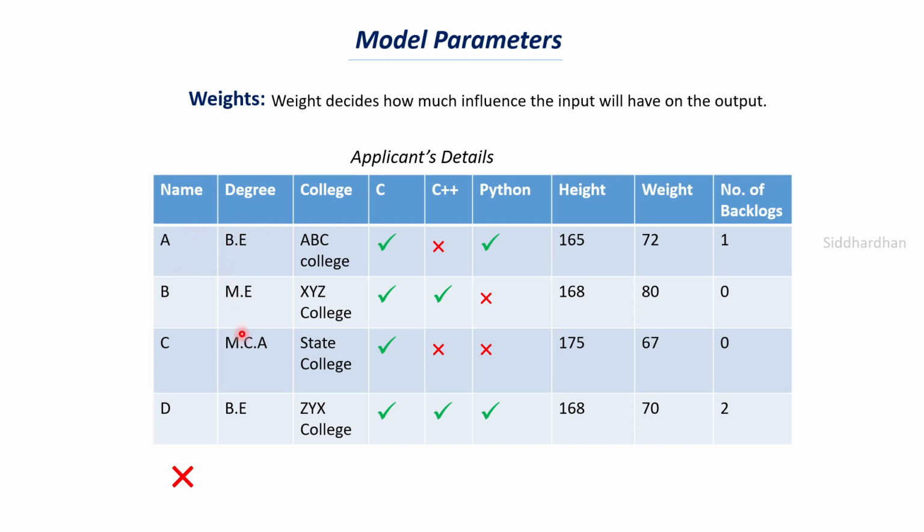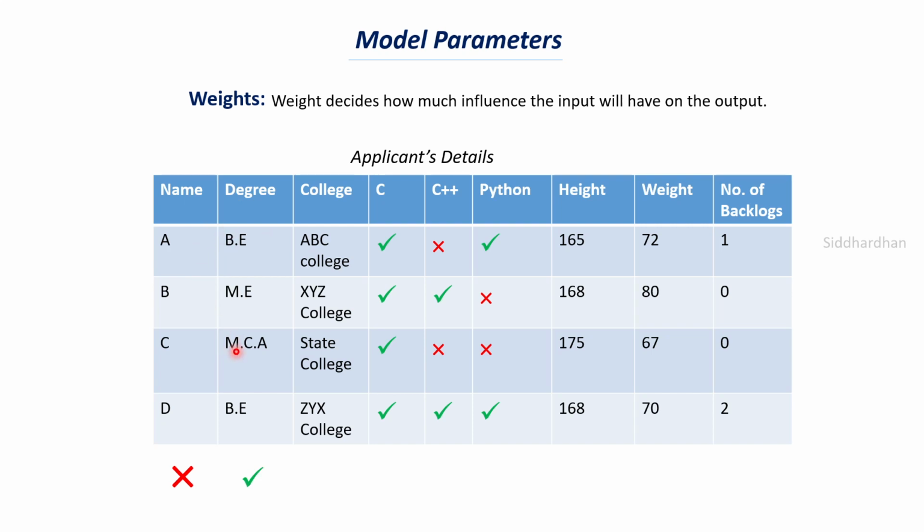And the second column is the degree of the person. The first person, person A, has studied bachelor of engineering, and the second person has studied master of engineering, maybe in computer science or information technology. The third person has studied MCA, and the fourth person has also studied BE. Now let's see whether the degree is important for that particular role. Yes, we know that the degree or the educational qualification of a person is very important to decide whether that person will get a job or not. So this second column will be very important for us.